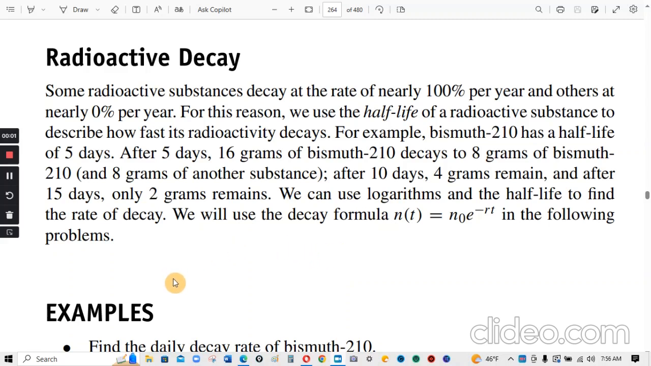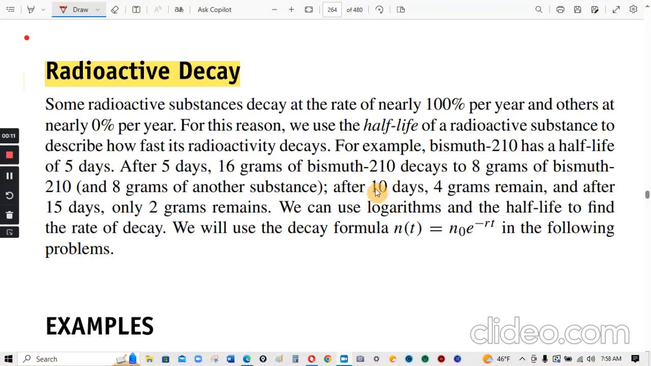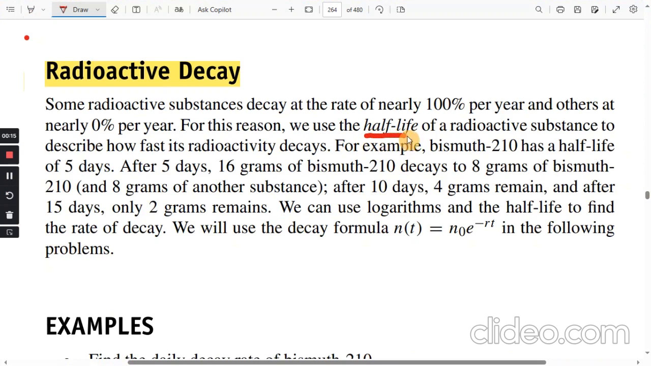All right, so we are still in the logarithms chapter, and today we'll be covering radioactive decay. We will be dealing with half-life. As an example, the substance bismuth-210 has a half-life of 5 days. Let's say you started with 16 grams of bismuth-210.